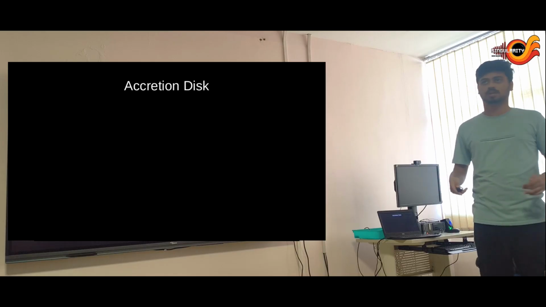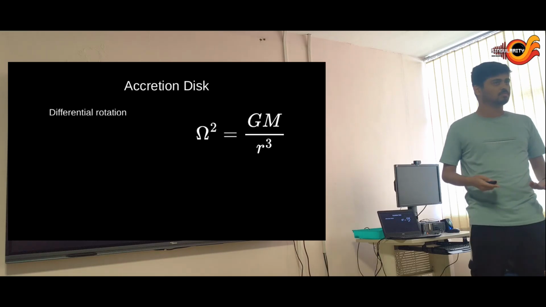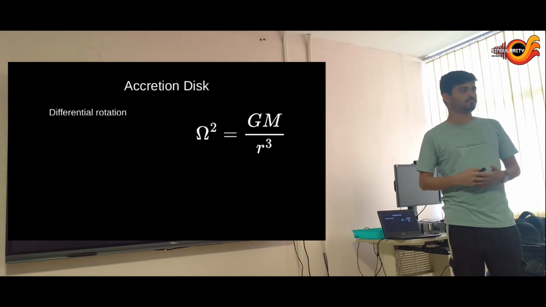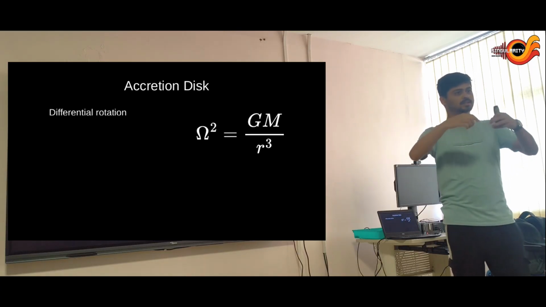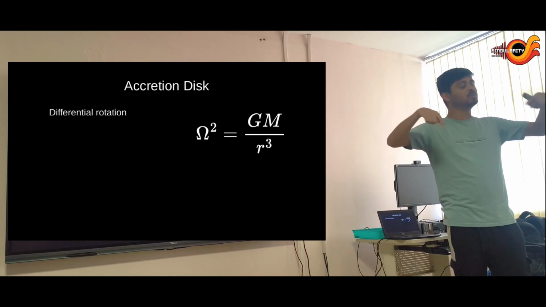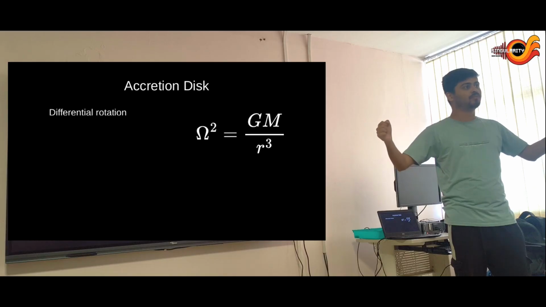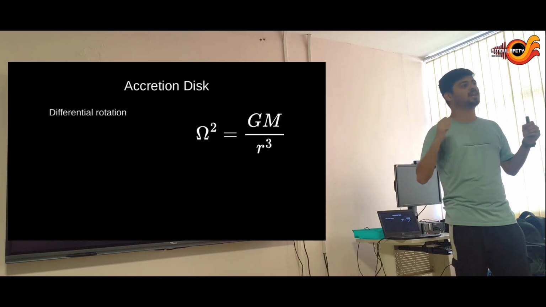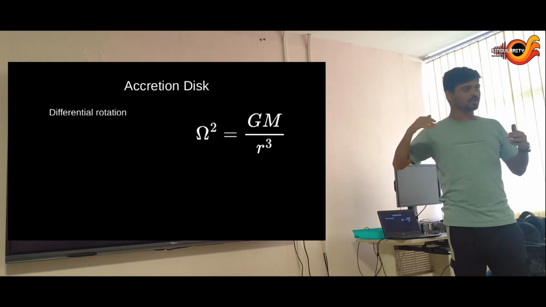So I talk about accretion disk. How does accretion disk form? It has something to do with angular momentum. Now consider there is an object. There are two rings. You must have studied moment of inertia. A small arm will rotate faster, a large arm will rotate slower. It's the same thing. You have differential rotation.